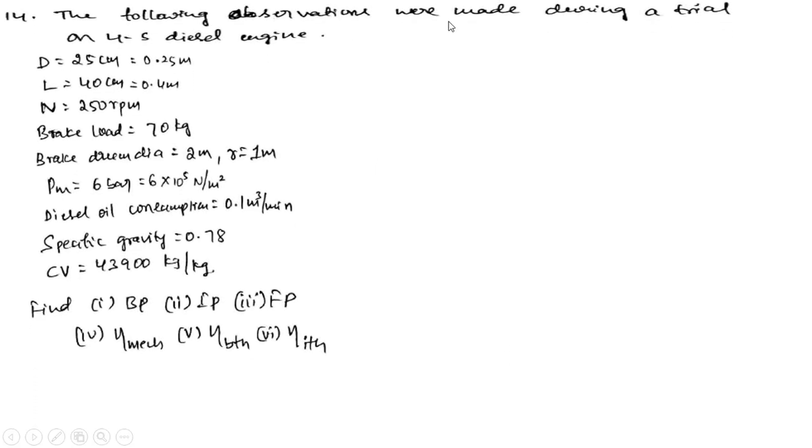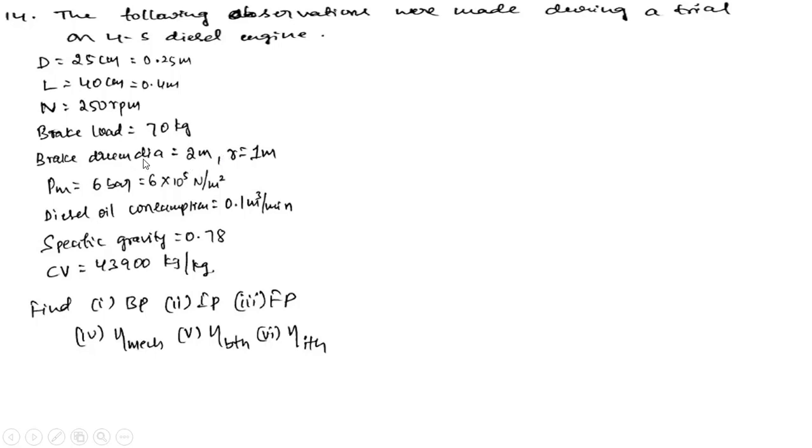The following observations were made during a trial on a 4-stroke diesel engine. These are the data they have given of that engine. It's a 4-stroke diesel engine. Diameter is 25 centimeter, 0.25 meter. Stroke length is 40 centimeter, 0.4 meter. N is 250 rpm, the speed of the engine. Brake load is 70 kg. Brake drum diameter is 2 meters.